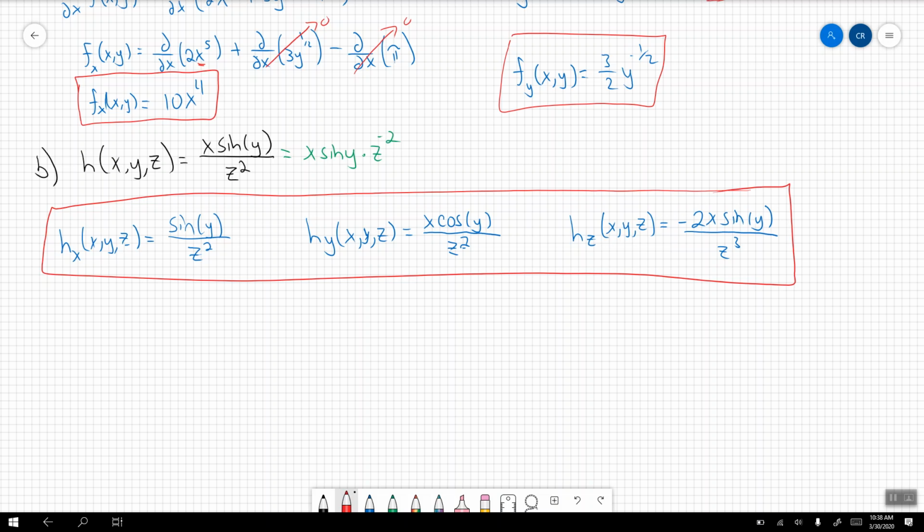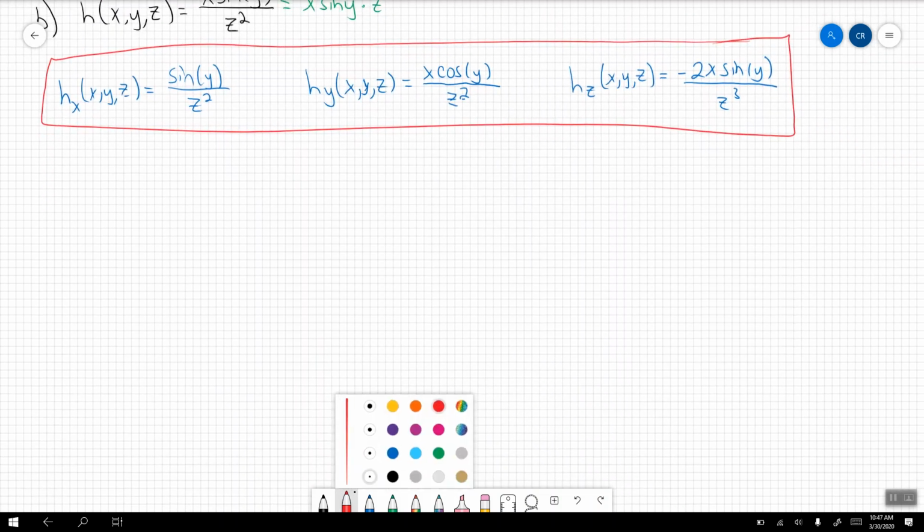Now, let's talk about higher order derivatives. All right, so let's look at those higher order partial derivatives.